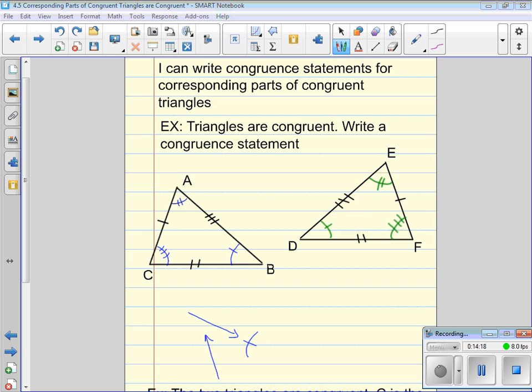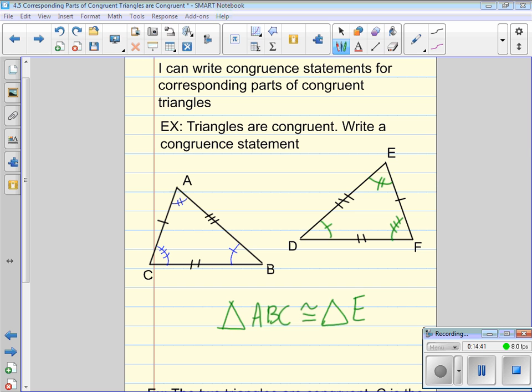So again, I just looked at the sides and marked the angles with the same kind of similar markings. Now it's time for me to write a congruent statement. Now the first triangle always is in alphabetical order. So I'm going to go A, B, C. Congruent to, now I have to make sure I match up my angles. Angle A matches to angle E. I'm not worried about alphabetical over here.